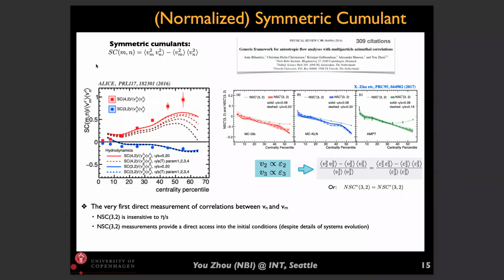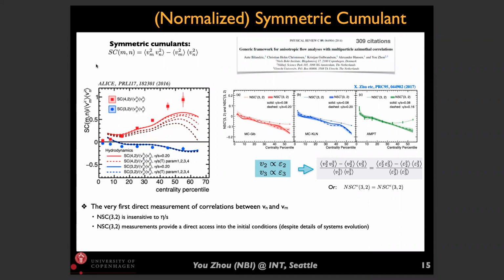And when you do the normalized magic equivalent, they all fall into one line. It doesn't matter how the QGP evolves, the results are identical. And why is it? Actually, we come back to the so-called linear response between the flow coefficients. V2 is proportional to epsilon 2, V3 is proportional to epsilon 3. And then you can write down this formula.